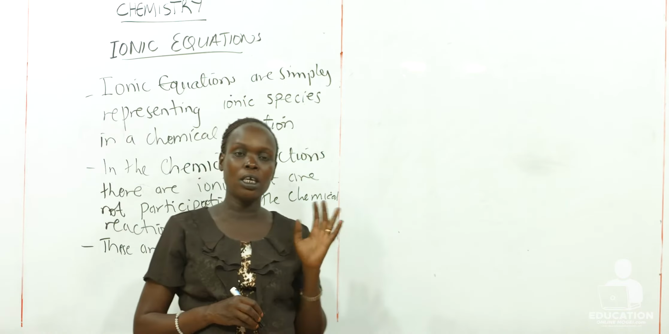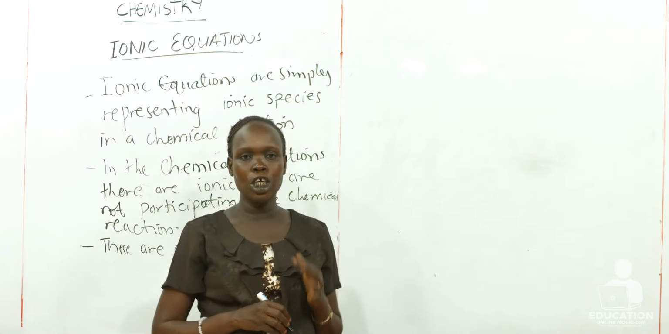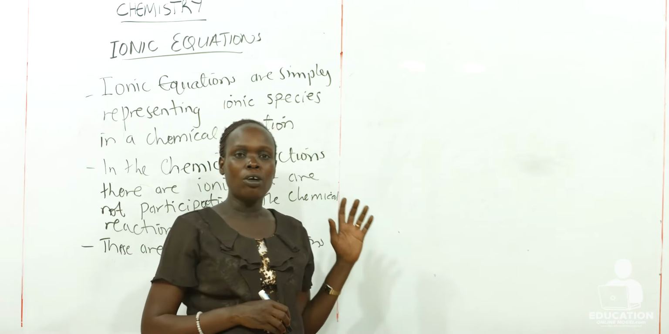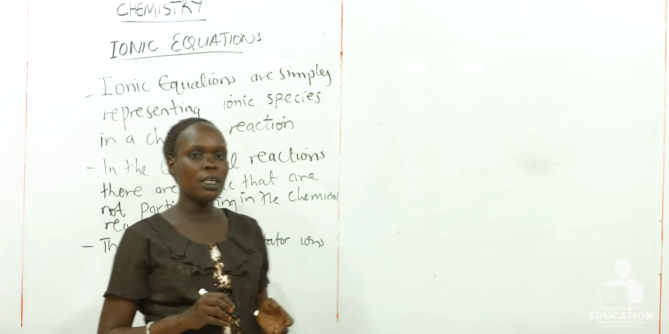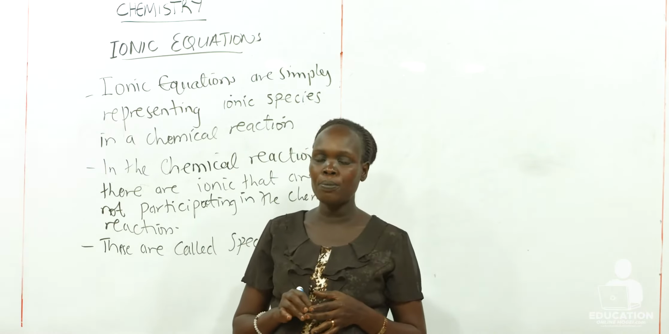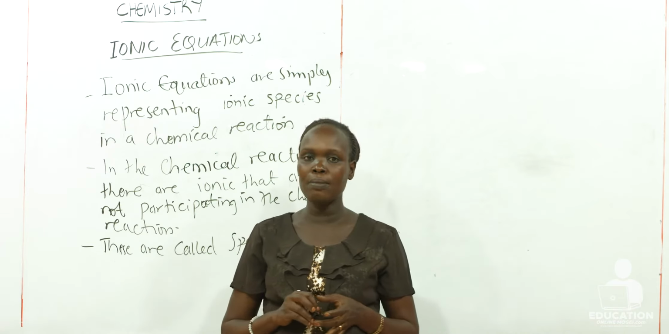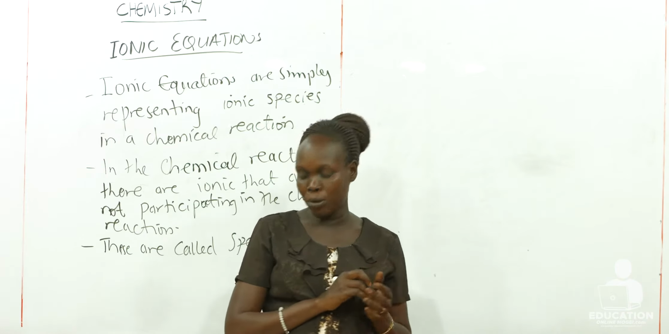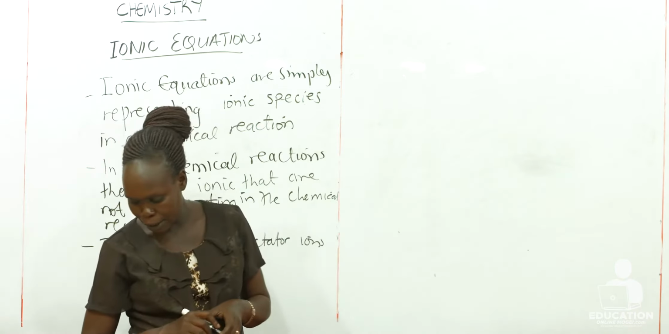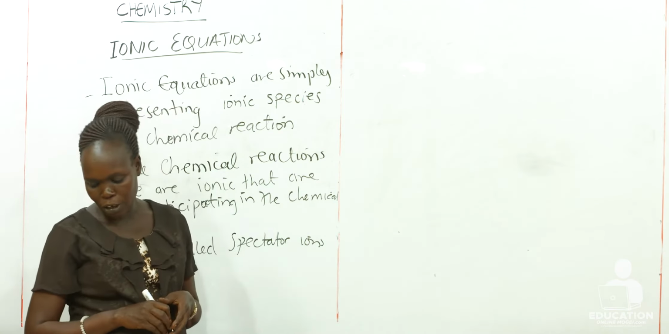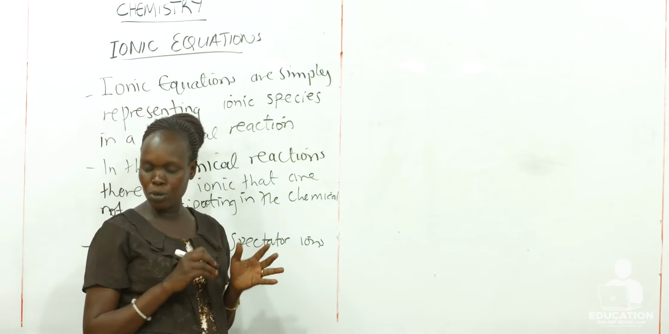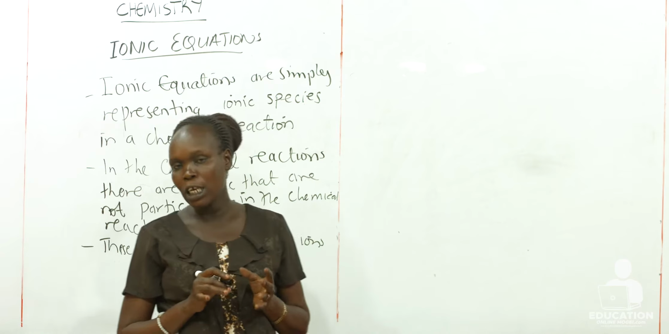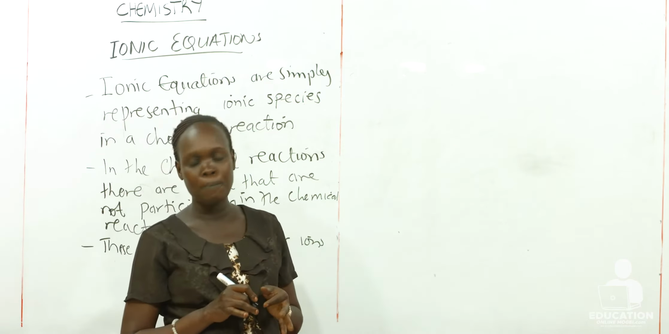In a chemical reaction, we have ionic species, and they are represented as an ionic equation. Also we have to know that there are those ions that do not participate in the chemical reaction, and we call them spectator ions. They are there, but they are not shown. Ions which exist in a chemical reaction process but do not take part in the reaction, we call spectator ions.